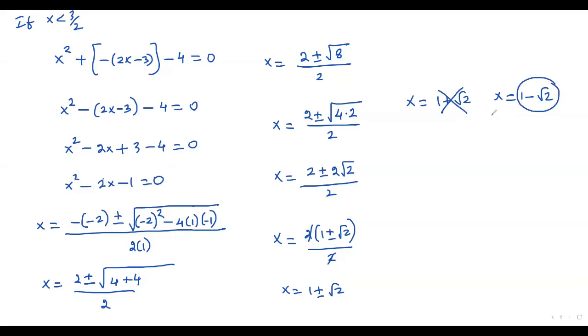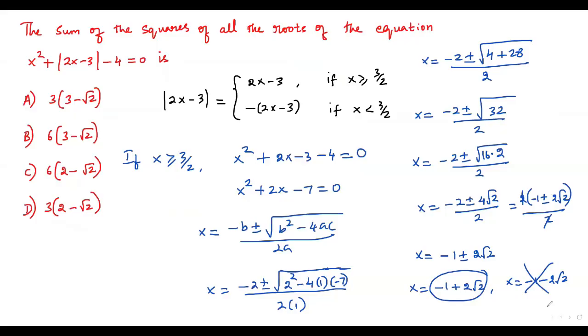Okay, when I consider the second piece of the absolute part, I got one solution for x for the given equation, that is x = 1 − square root of 2. Already I got a solution over here, that is −1 + 2 square root of 2. I got two solutions for the given equation. But according to the question, what I have to do is find the sum of the squares of all the roots. All the roots means the two roots that we got. We have to square each root and add them.